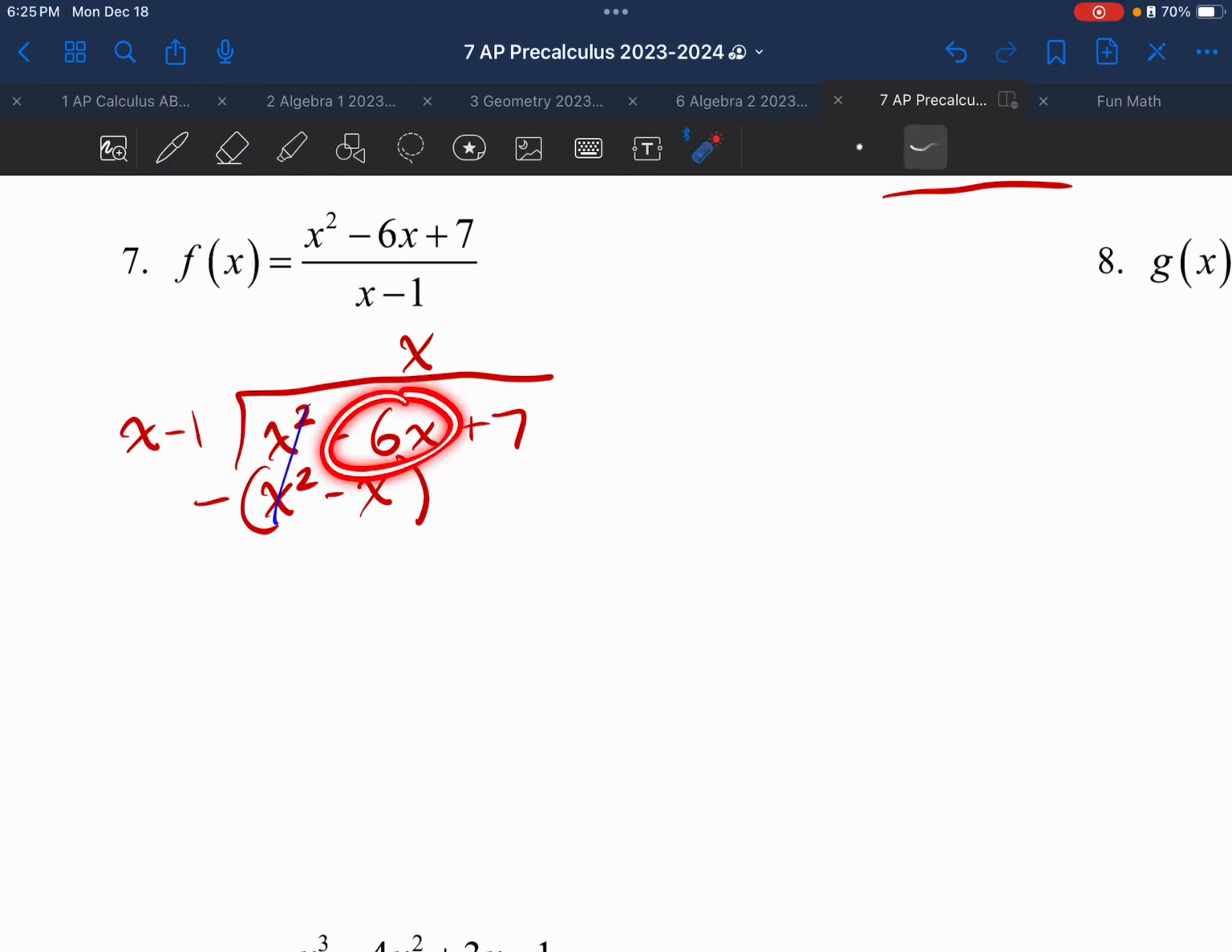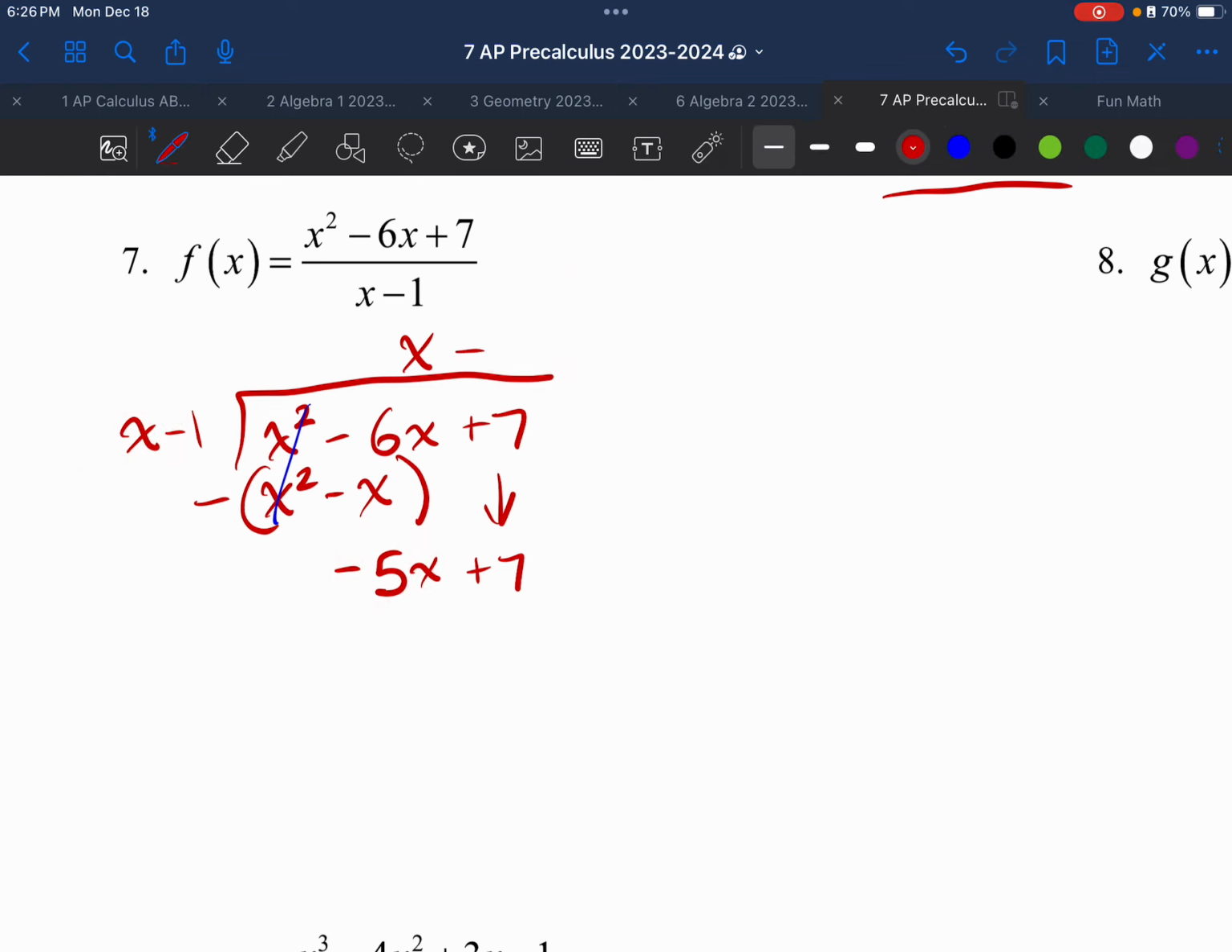So I have a negative 6 minus a negative x. These double negatives are going to become positive, and I'm really going to be changing the sign from a negative to a positive. Those are opposite signs, I should say. So this is going to be a negative 5x. Be careful with your signs. Bring down the plus 7, and again, ask yourself the question, what number times x gives us a negative 5x?